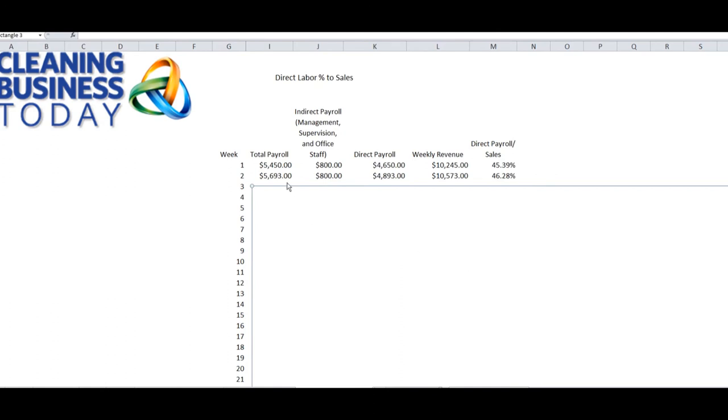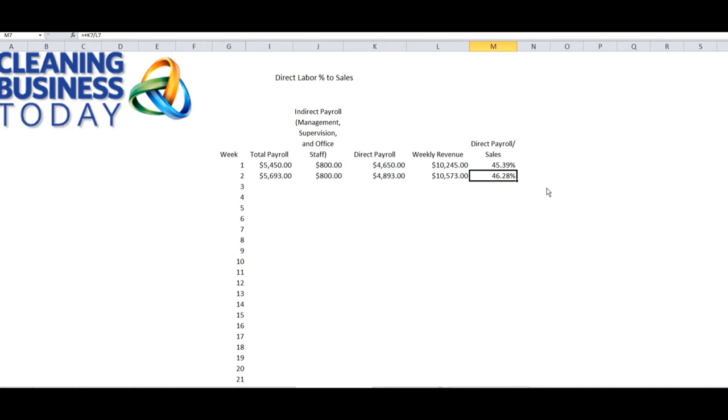We want to look at another week. We just did another example here, made up some numbers. You notice that the indirect is constant. It stayed the same. The payroll was a little bit more this week, direct payroll, but look here, the weekly revenue was a little bit higher that week, and the percentage came in at 46% and change.